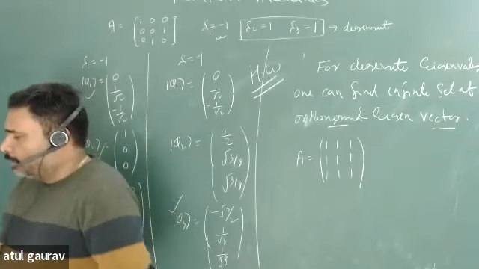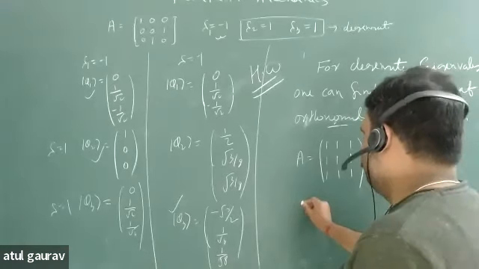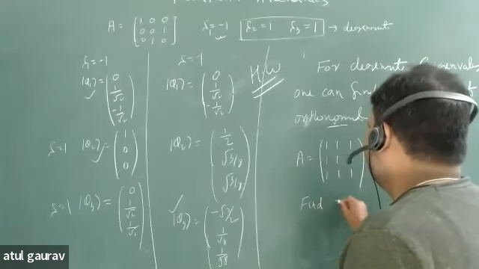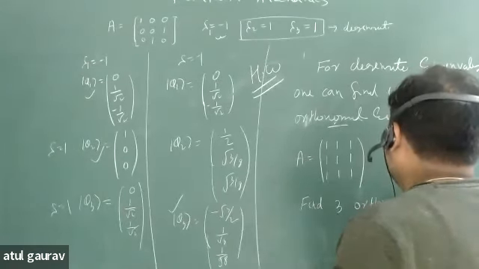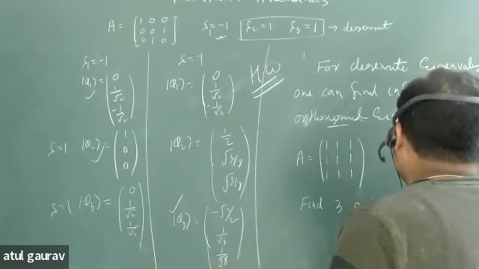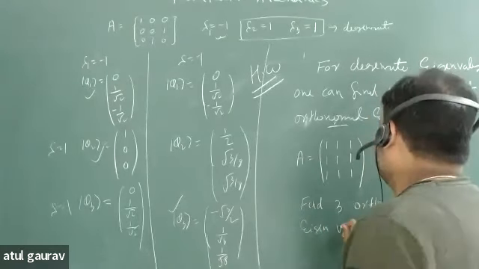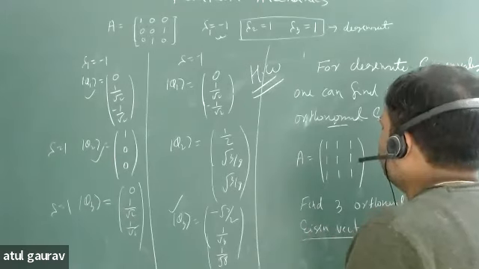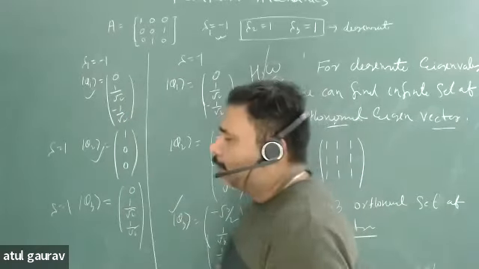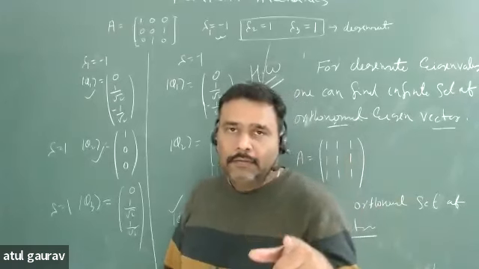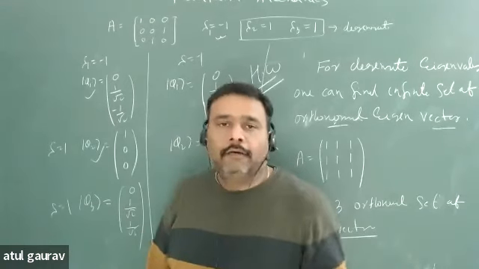Okay? What do you have to do? You have to find 3 orthonormal sets of eigenvectors. कितने सेट आपको कैलकुलेट करने हैं इसमें? 3 कैलकुलेट करने हैं, और किसी एक में सिर्फ 0 का यूज करोगे. ओके? बाकी में 0 का यूज नहीं करोगे.